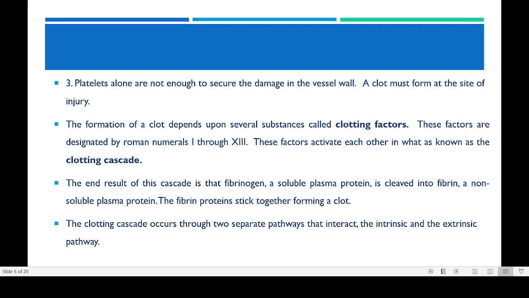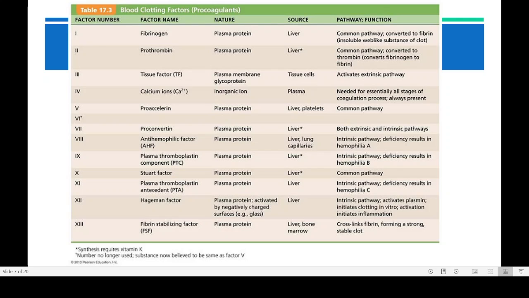So going to the clotting factors, they are helping in the process of clotting, and they are numbered from clotting factor 1 onward, and these factors activate each other in what is known as the clotting cascade. When clotting factor 1 is activated, it will activate the second factor. When clotting factor 2 is activated, it will activate clotting factor 3, known as tissue factor. When the third clotting factor is activated, it will activate the fourth clotting factor. This mechanism is known as the clotting cascade.